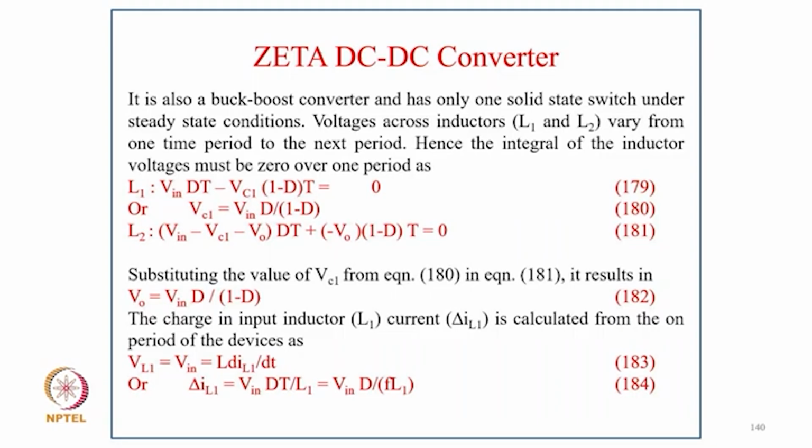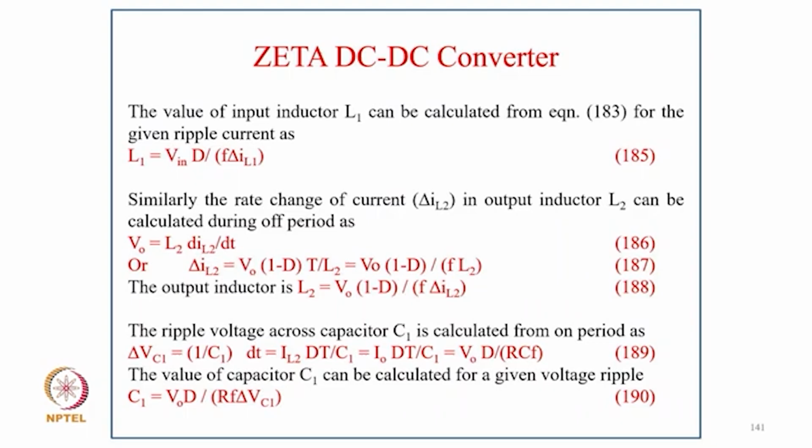Putting the value of Vc1 from the first and second, we get Vo equal to Vin into D upon 1 minus D. The change in the input inductor current IL1 is calculated from the on period. So VL1 equal to Vin equal to L di by dt, so delta IL1 equal to Vin DT upon L1, or Vin D divided by F L1. The value of inductor L1 can be calculated as Vin D divided by F delta IL for a given ripple current.